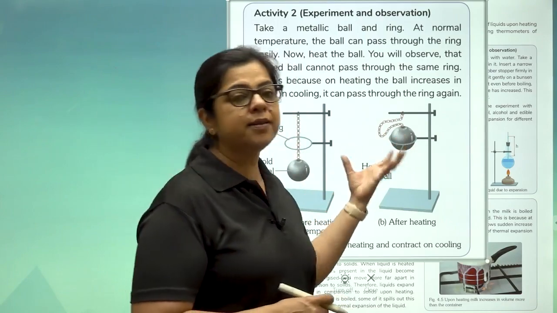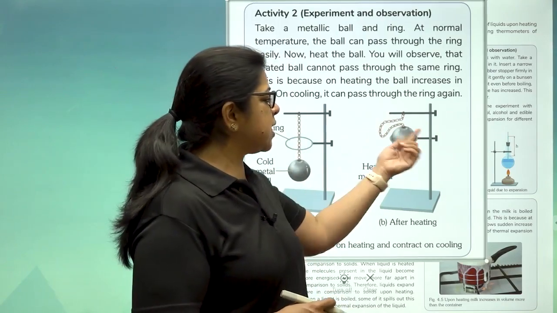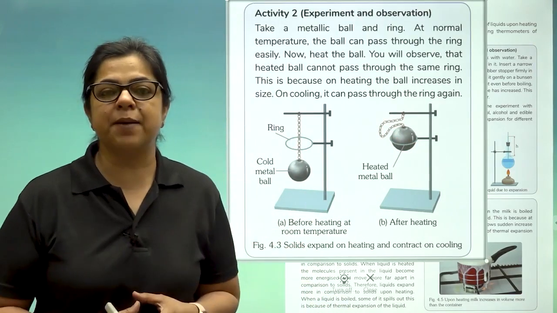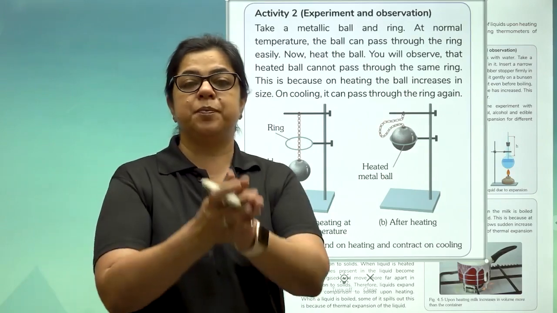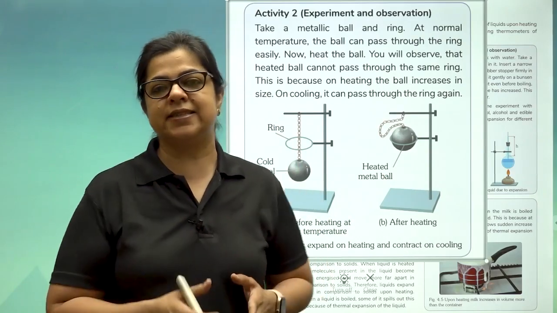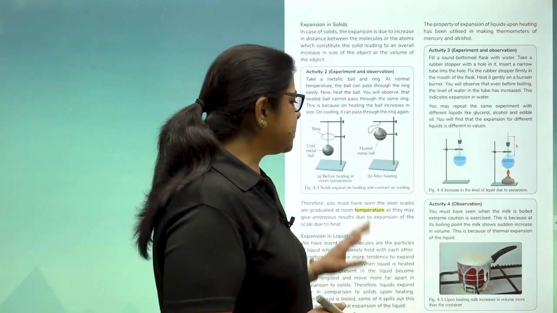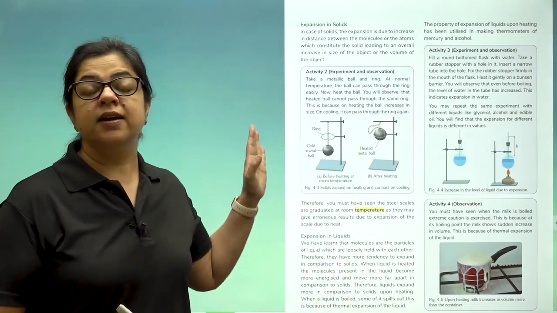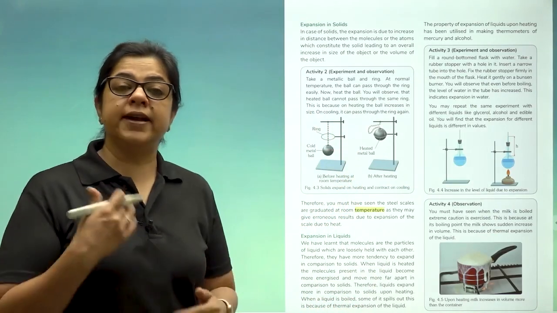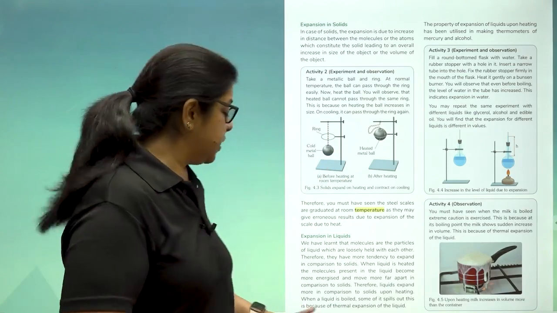But if you heat the metal ball, it gets stuck in the ring. Why does this happen? Because when you heat it, it expands. It increases in size, right? So this is what heating does to solids. Now let us understand what heating does to liquids.